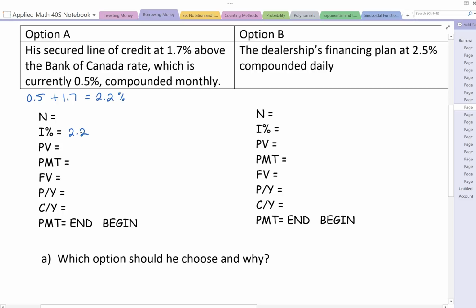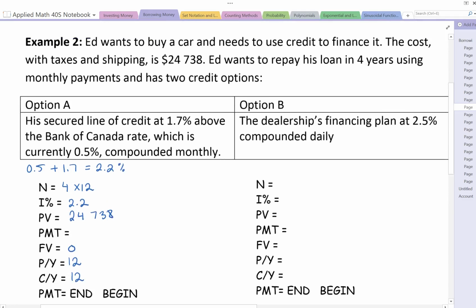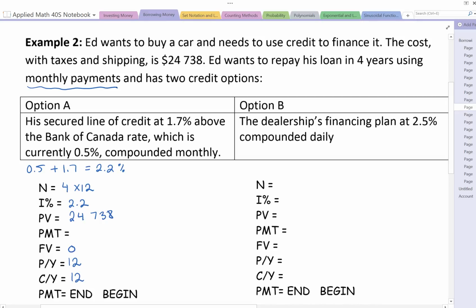Now it says he wants to repay the loan in 4 years. So we're putting this as 4. We know how long. And we assume that these are monthly payments. So we would put 12 here and 12 here. Now it's also compounded monthly, as stated in the question. Okay, PV is the amount that we've got the loan for, $24,738, and your future value is 0 because he's paying it off. Now it does say up here monthly payments, so we didn't have to make that assumption.